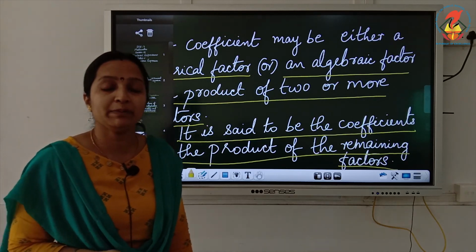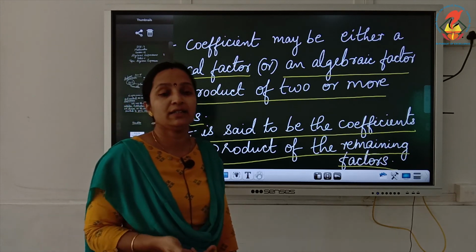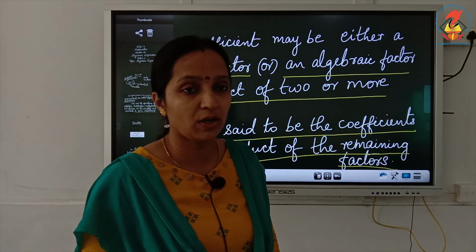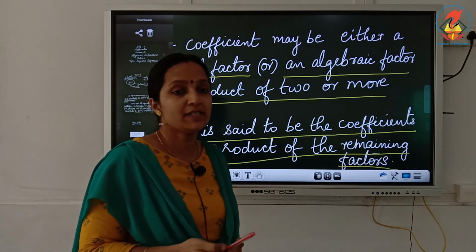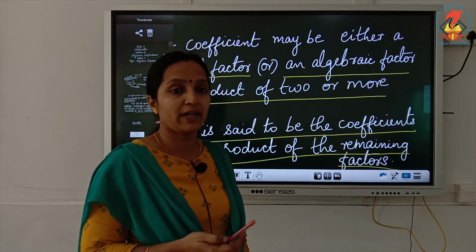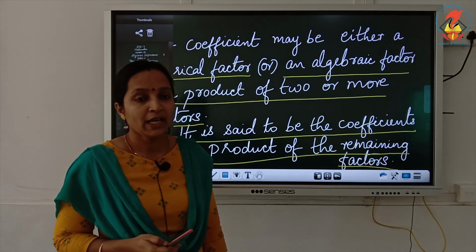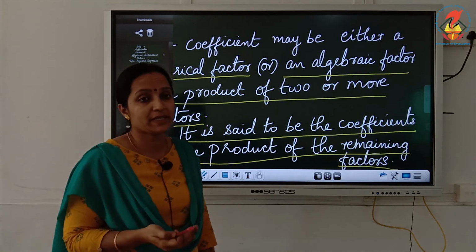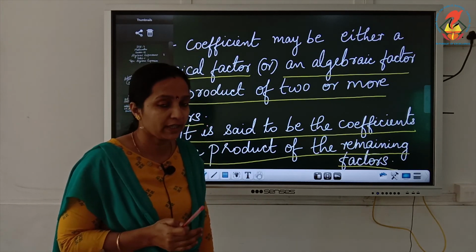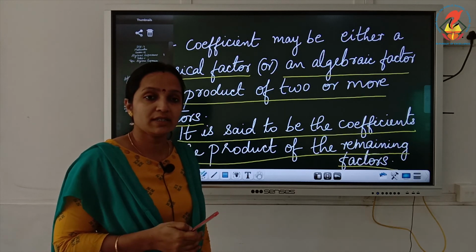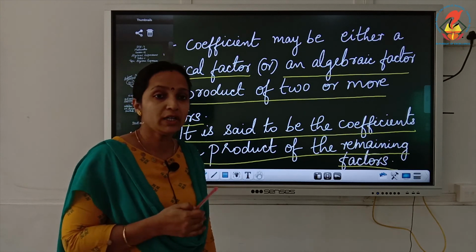So, what do you mean by algebraic expressions? Expressions that contain variables and constants are called algebraic expressions. And what do you mean by variable? A variable does not have a fixed value, but a constant has a fixed value. Variables are generally denoted by the small letters of the English alphabet. Constants are all the numbers without variables.